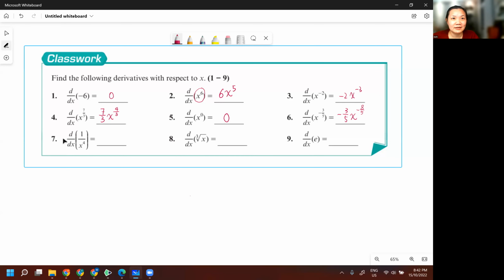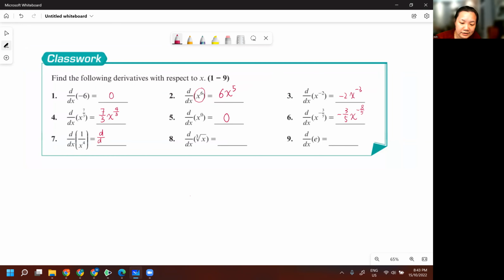Okay. Now, question 7 is harder now. Now you have d/dx of this. Right now you can't use the constant rule or the power rule. You must change it to the power, d/dx of x^-4, and then use the power rule. Next one, the same. You must change it to the power and then use the power rule.